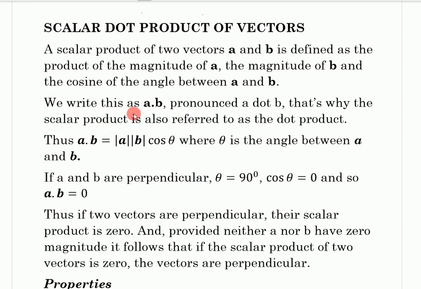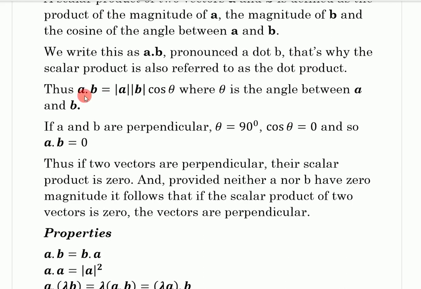How do we write it? We write it as A dot B, pronounced A dot B. That is why the scalar product is also referred to as the dot product, because we write it as A dot B. The definition is that A dot B is equal to the product of the magnitude of A, the magnitude of B, and the cosine of theta, where theta is the angle between A and B.